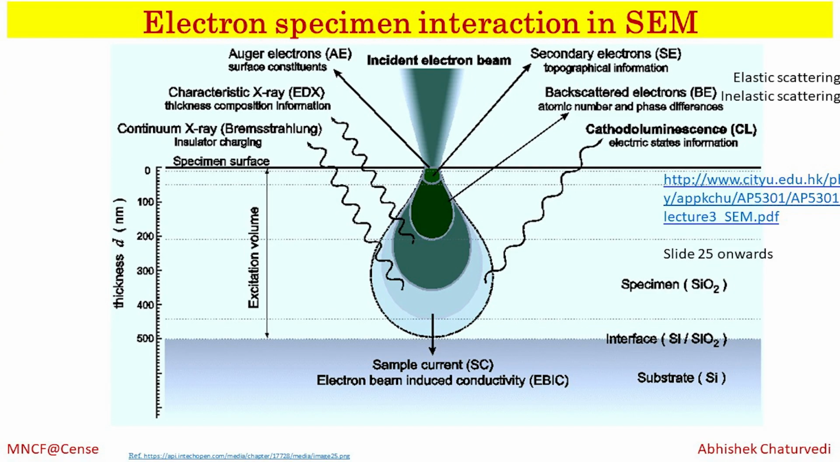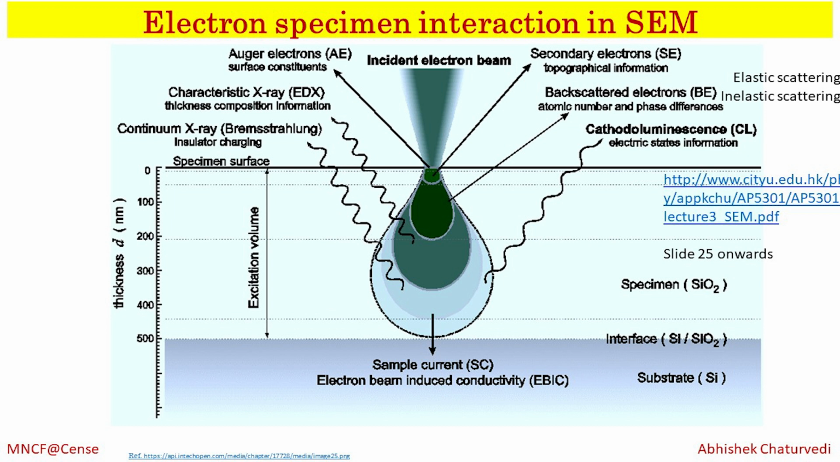The second important class of signal which comes out is your backscattered electrons. As the name suggests, these electrons are backscattered. The first one is using elastic scattering, and the other one is using inelastic scattering. The backscattered electron provides us the atomic number contrast. With the atomic number contrast, if you have a situation like a gold and carbon sample, right?